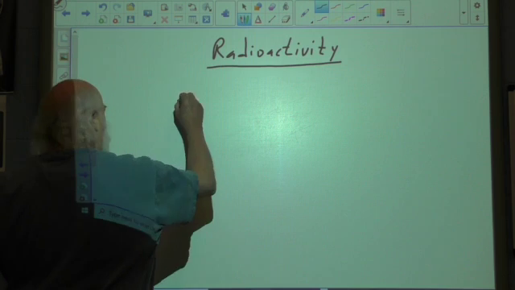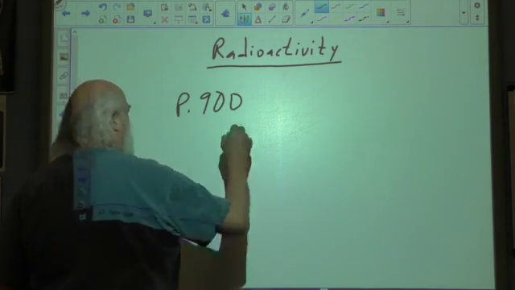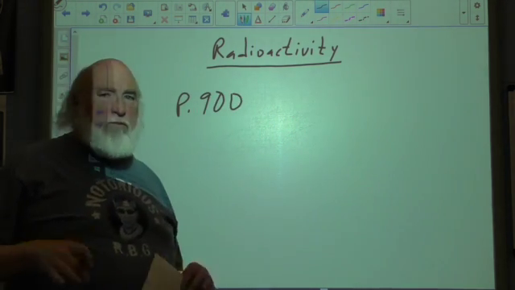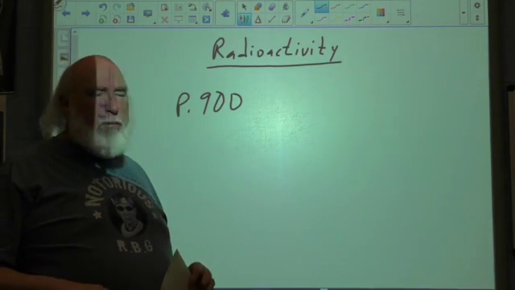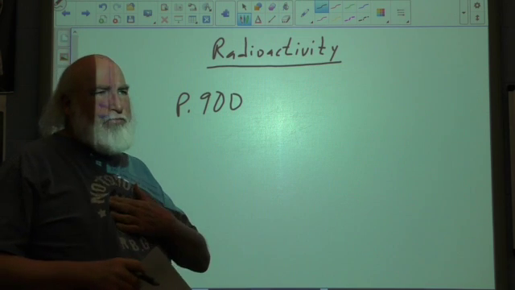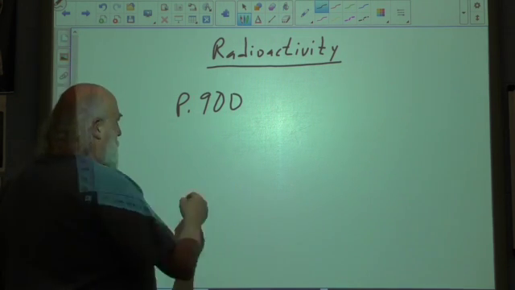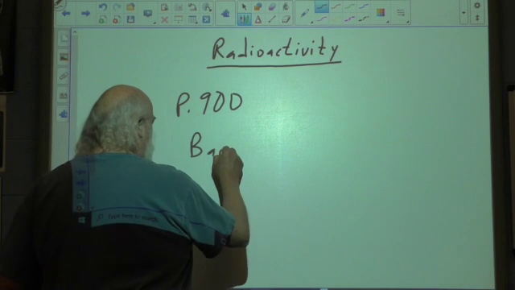Now on page 900, you might want to turn to that before we go much farther and follow along with me. I'm going to do a rough version of what the chart shows on there. It has something called the band of stability.